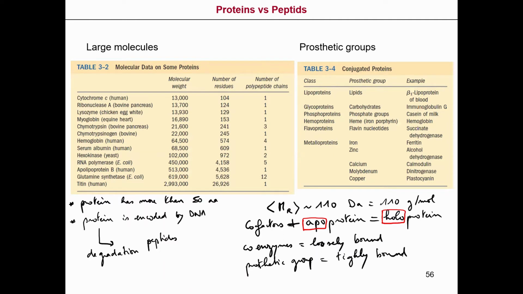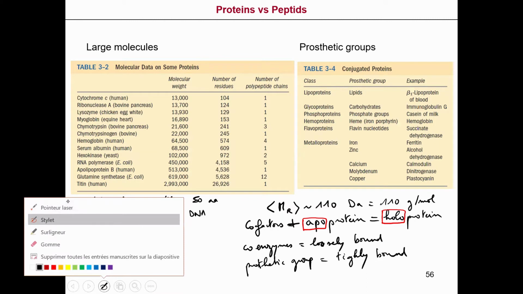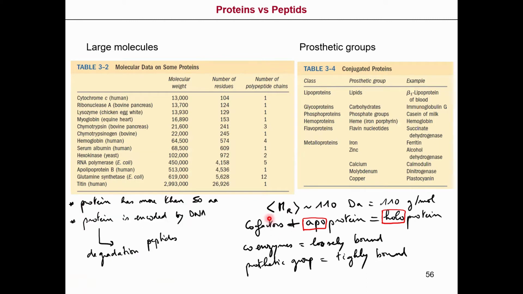So you have several definitions about cofactor, coenzyme, prosthetic groups. So just remember that this cofactor, coenzyme, prosthetic group are something which is different from the polypeptide chain. It can be lipids, carbohydrates, or iron, but it is needed to have an active enzyme. Okay, the holoprotein will be active and the apoprotein will be inactive.